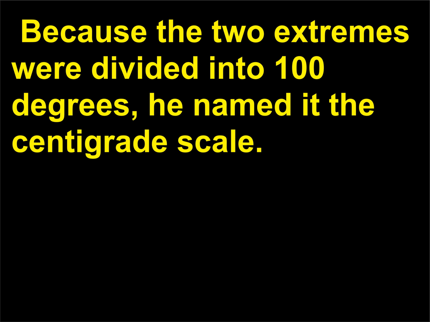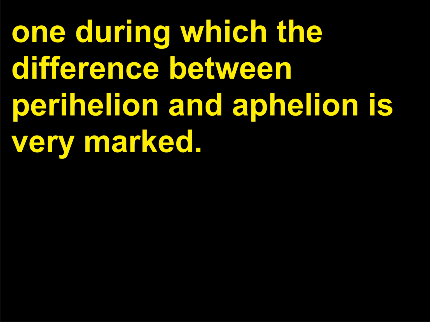Earth's orbit is currently fairly circular around the Sun. However, this is not always the case. Our planet experiences shifts from the current circular orbit to a much more elliptical one, during which the difference between perihelion and aphelion is very marked. The entire cycle from circular to elliptical and back again takes about 95,000 years to complete.